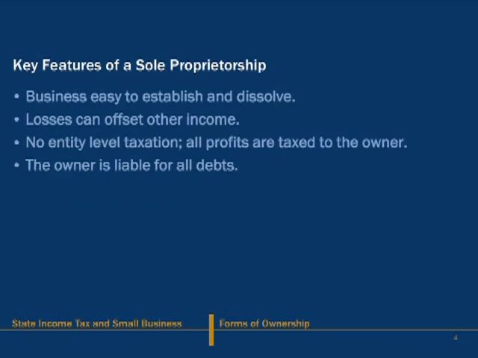The advantages of a sole proprietorship include: it's simple and easy to establish, operate, and dissolve. In most cases, business losses can offset other income. Keep in mind, loss deductions are subject to passive activity and at-risk rules. Also, the loss can be disallowed under the hobby loss rules if the business was not engaged in for profit. The entity is not subject to taxation. The business income is taxed to the sole proprietor at his or her marginal tax rate. The marginal tax rate may be lower than the corporation's marginal tax rate on the same amount of income.